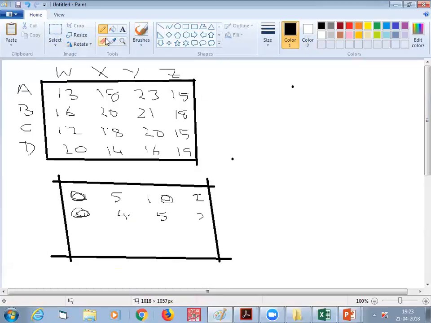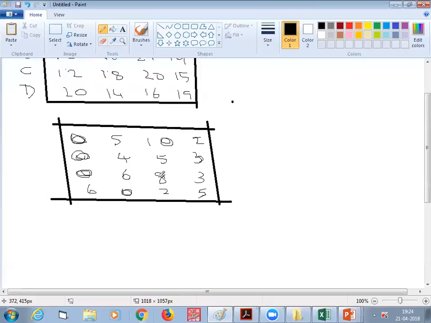Okay, wait. One small change here. Let's make it another number. 19, okay? So 19 means 3, right? Here 0, 6, 8, and 3. And here, this is 6, 0, 2, and 5. All right, now, what do we do?